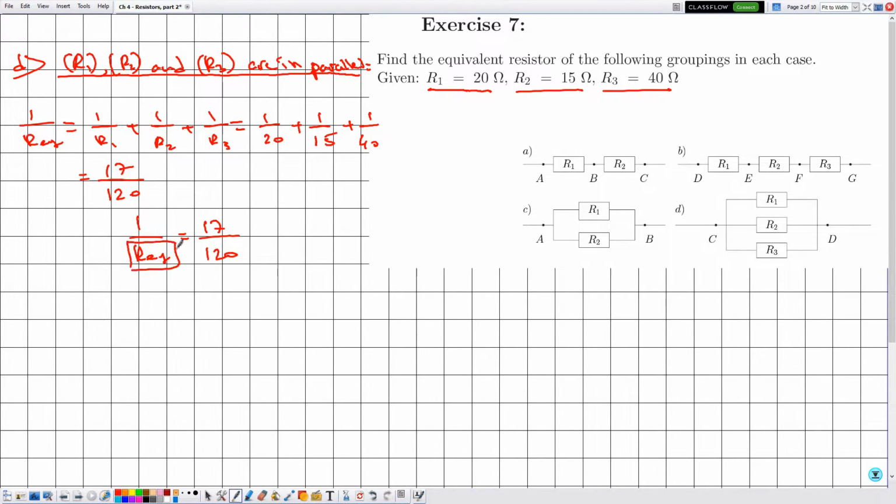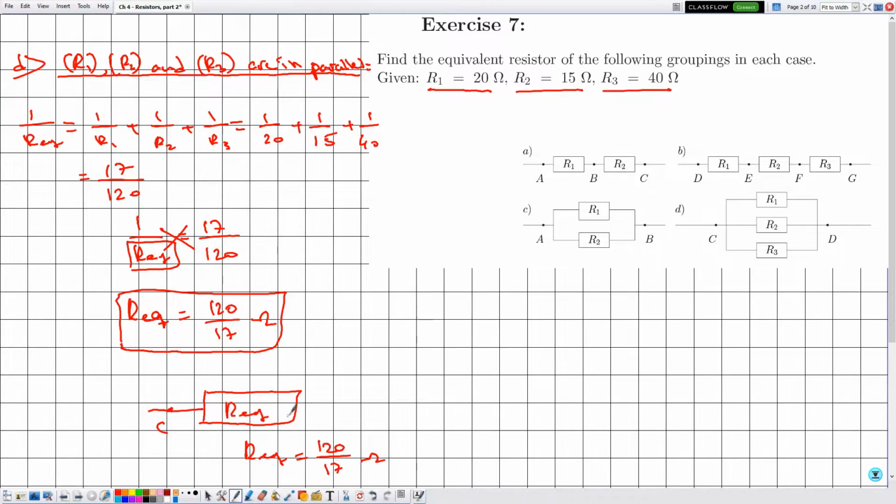Because we are interested in determining R equivalent, so if you cross multiply, the value of R equivalent is the reciprocal, which is given by 120 divided by 17. Since everything is expressed in the SI, so the value of R equivalent will be in the SI, which is ohms. And always whenever we calculate an equivalent resistor, we need to represent it on the electric circuit or instead of the grouping. So this is R equivalent. No points here will disappear. So R equivalent is given by 120 divided by 17 ohms, and these are the terminals C and D. So this is it for this exercise.